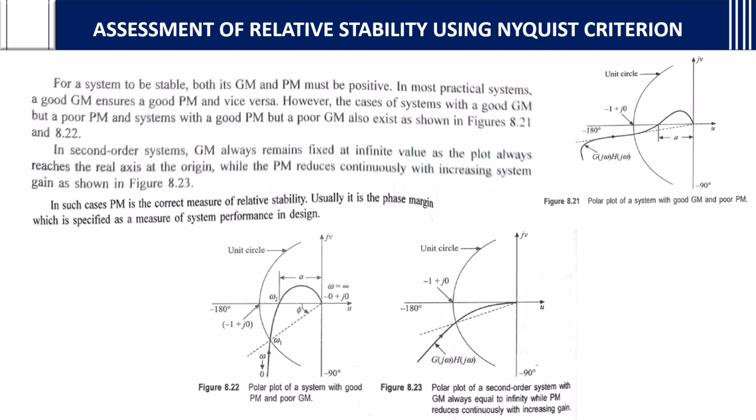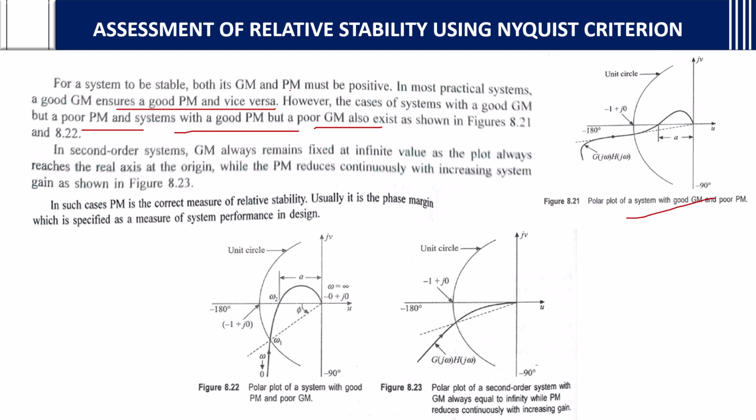For a system to be stable, both its GM and PM must be positive, as we have seen before. In most practical systems, a good GM ensures a good PM, and vice versa. If GM is good, PM is good. However, the cases of systems with a good GM but a poor PM, and systems with a good PM but a poor GM, also exist, as shown in figure 8.21.